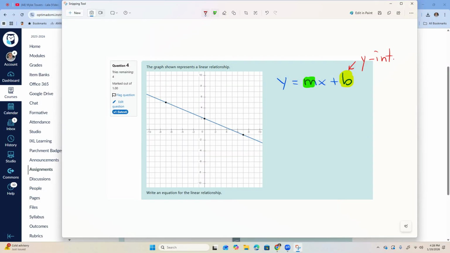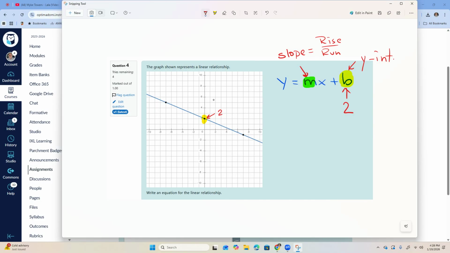Which is the point on the y-axis. This here, that's my b. So the point here is on 2. Okay, so b is going to be 2. All right, now I'm going to find m. M is the slope, the inclination, which is rise over run.